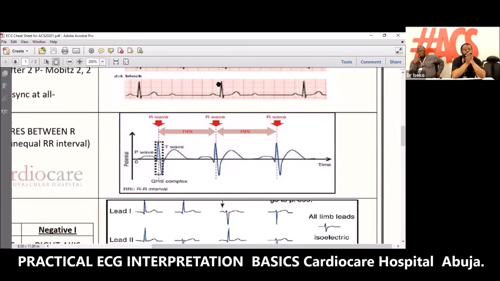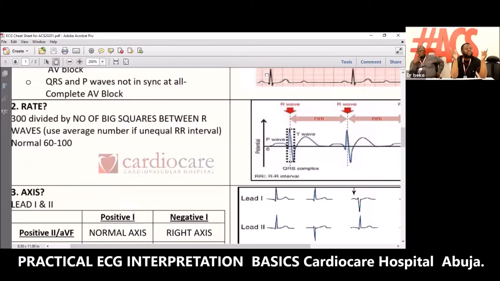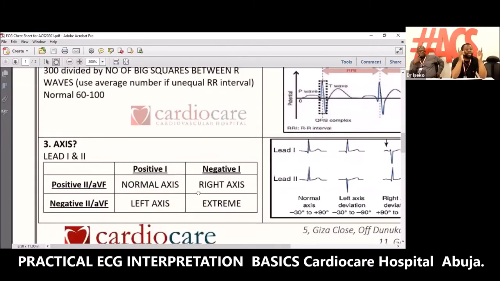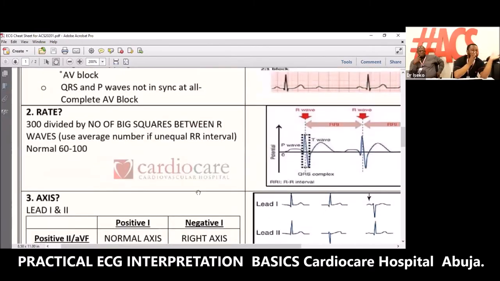Ready? All right, that is all for rates. If the RR interval is abnormal, what you can do is find the average. If you have 8 here, 7 here, 6 here, 5 here, find the average and do 300 divided by the average.